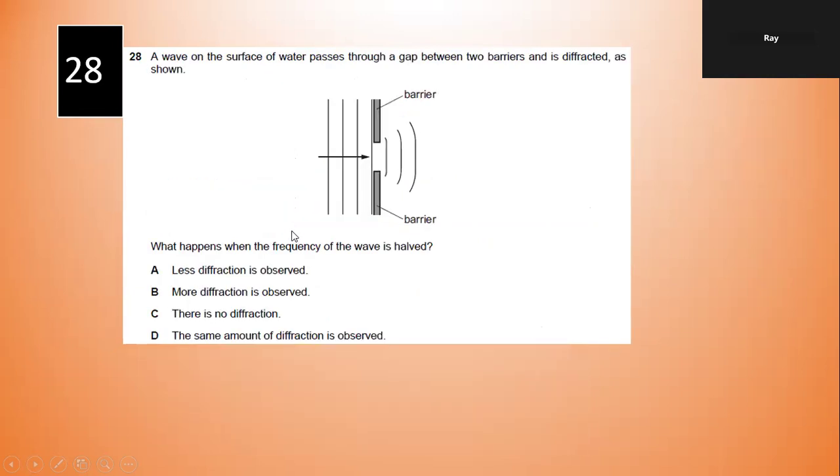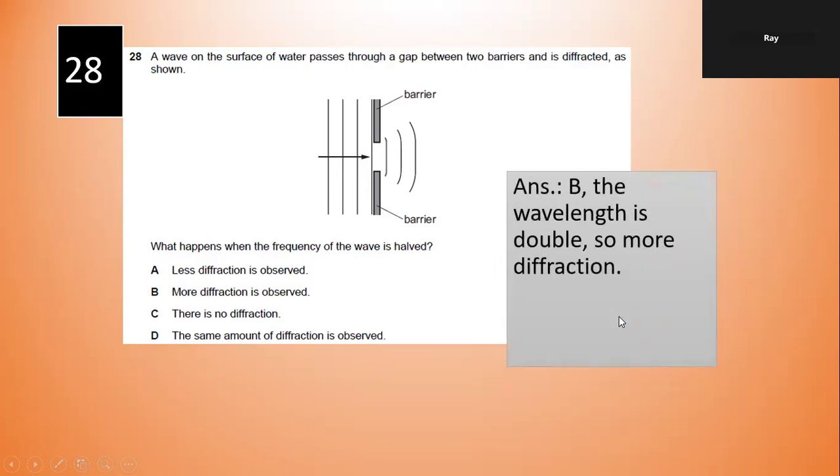What happens when the frequency of the wave is halved? More diffraction. Yeah, what's the answer? Okay, why correct? Wavelength is double, so more diffraction.